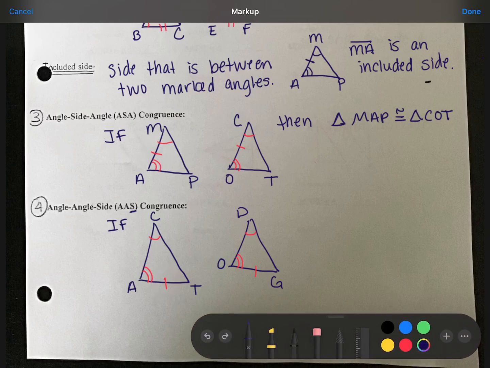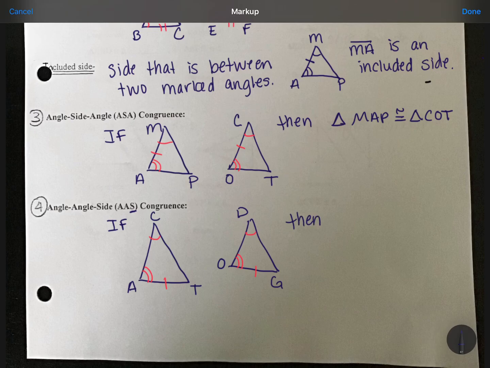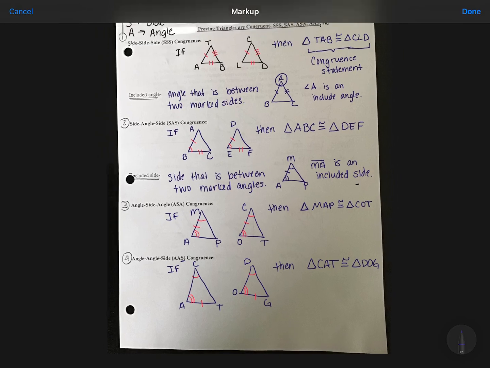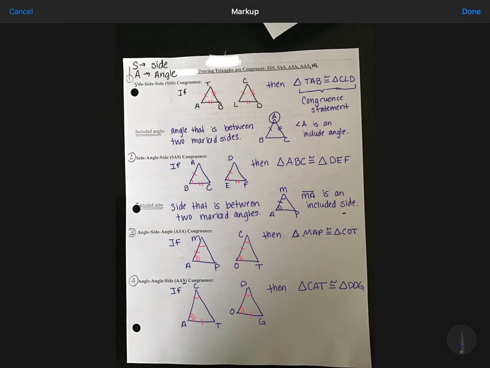All right, so if I have this situation here, then I can say that triangle CAT is congruent to triangle DOG. And again, naming them is very important with corresponding sides. And the reason would be angle, angle, side. Okay, so those are the 4 of the 5 ways to show triangles are congruent. And if I said anything really fast or wrote something really fast, you can always pause the video so you can catch up.